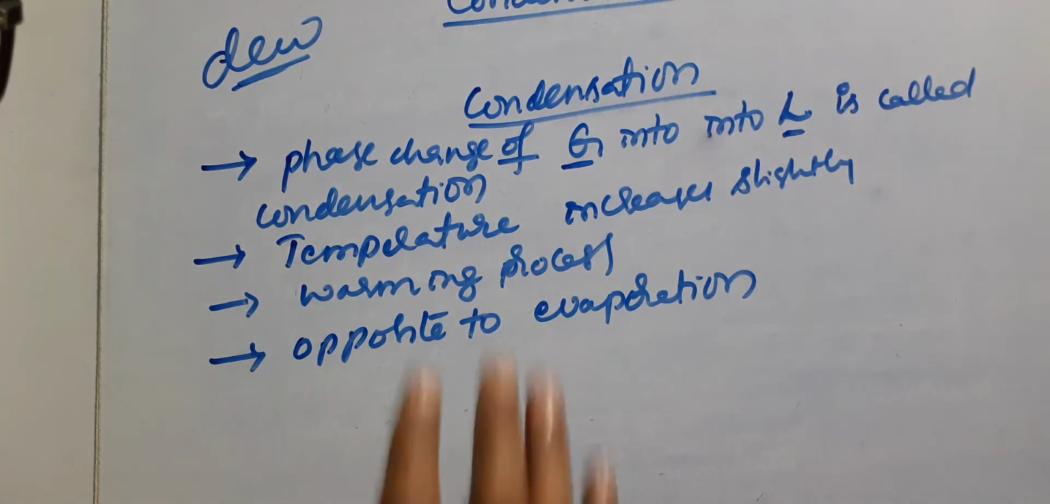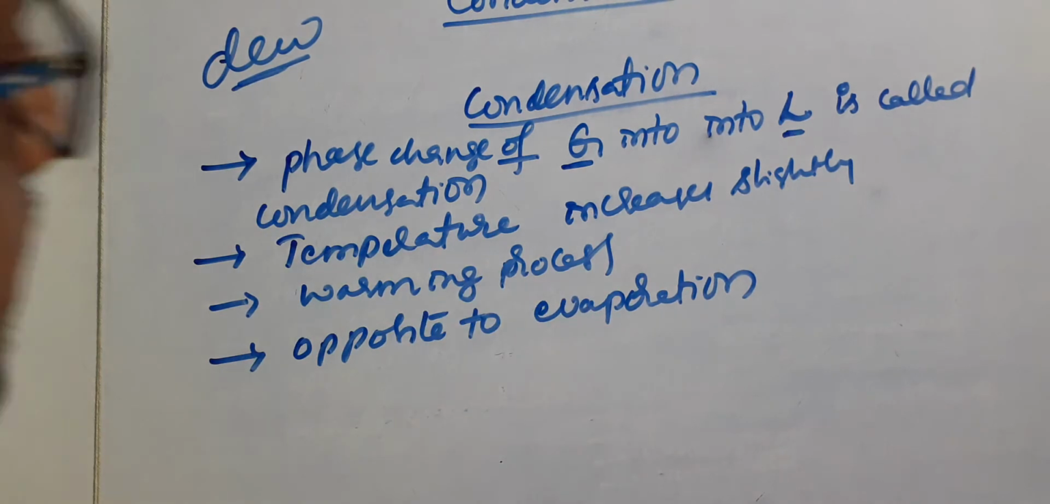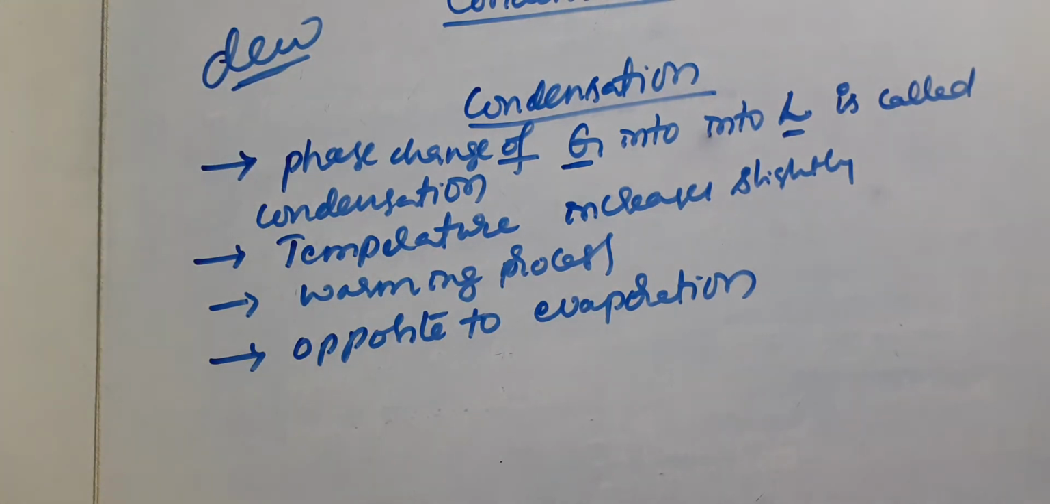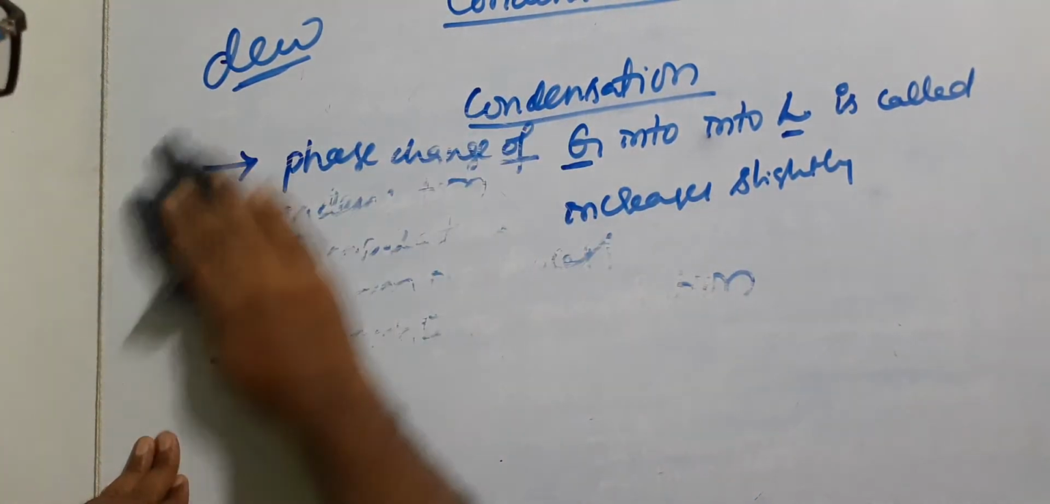Children, you can use these 4 points to show the differences between evaporation and condensation. You can use these points from condensation, and the points we told under evaporation in the previous topic, to write the differences between condensation and evaporation.